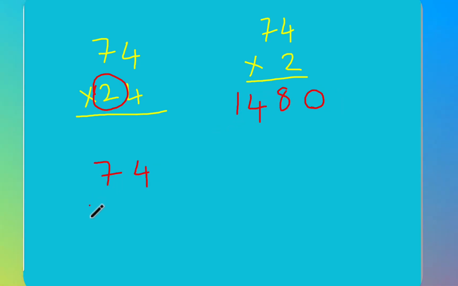We have 74 multiplied by 4. 4 4s are 16. Carry over our 1. 7 multiplied by 4 is 28. Plus 1 is 29. And we're going to add these sums together.